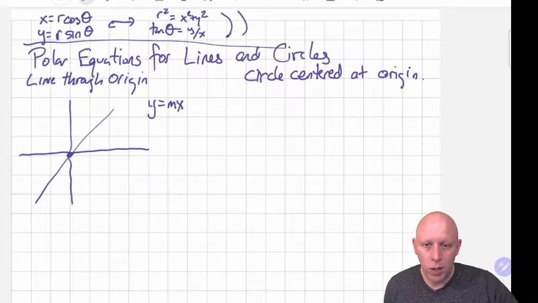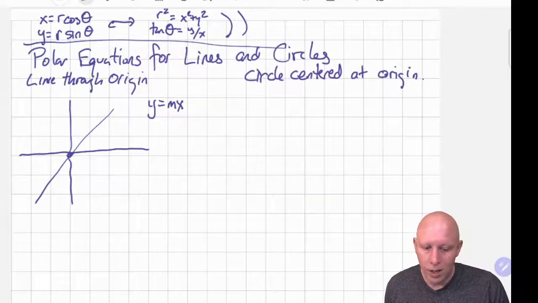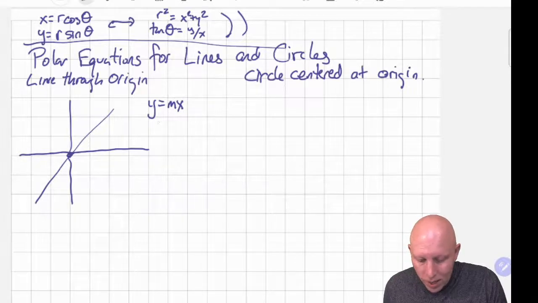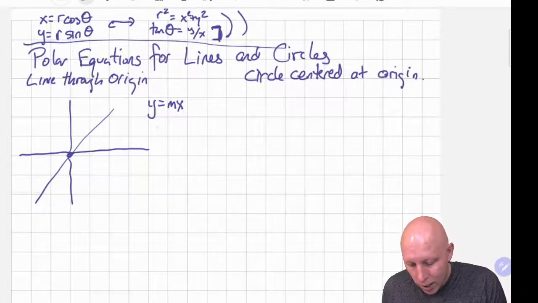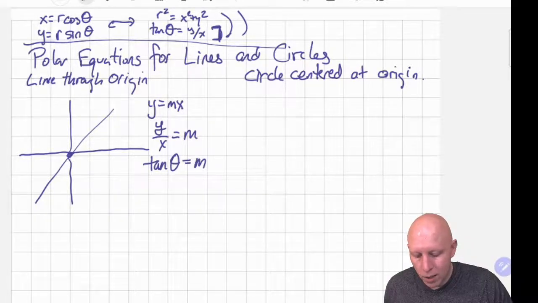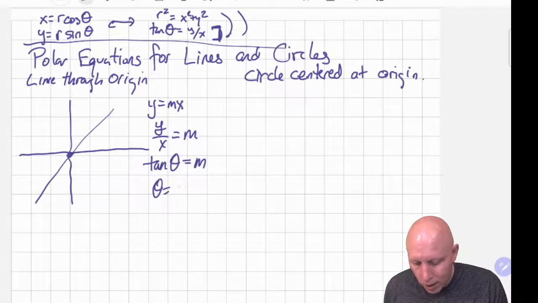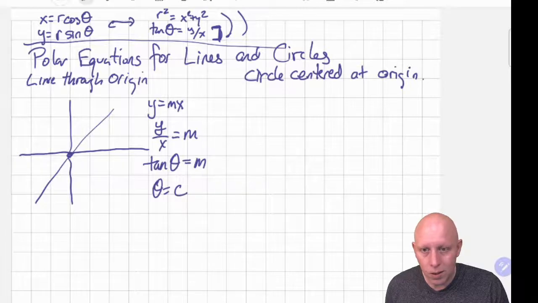And for this equation, if we think about trying to take this equation and convert it into an equation in terms of thetas and r's, well, we see this equation here, tangent of theta is equal to y over x. If I divide by x, I get y over x is equal to m. And so what we have is an equation which is tangent of theta is equal to m. So if we were to take the arctangent of both sides, we'd have an equation that looked like theta is equal to some constant.